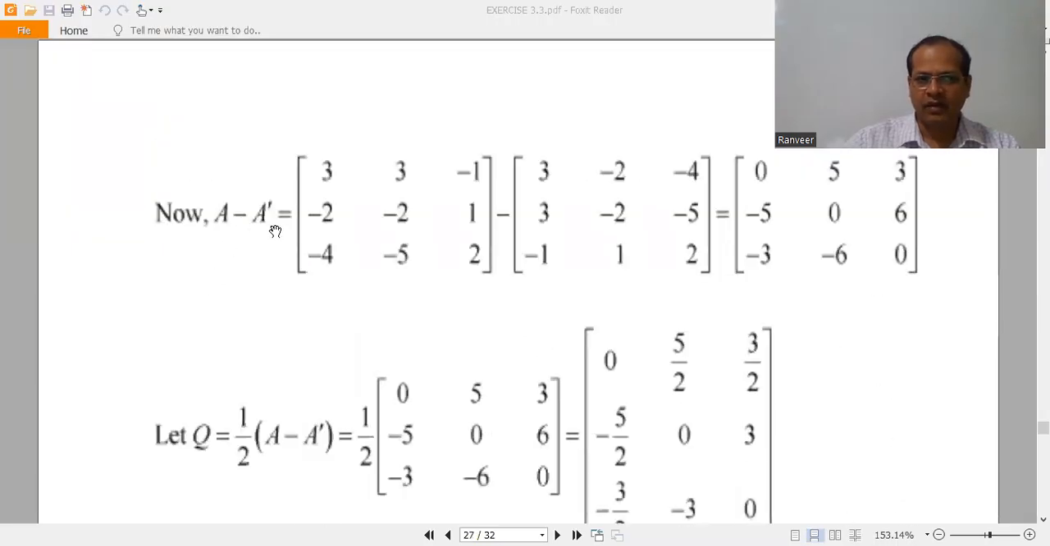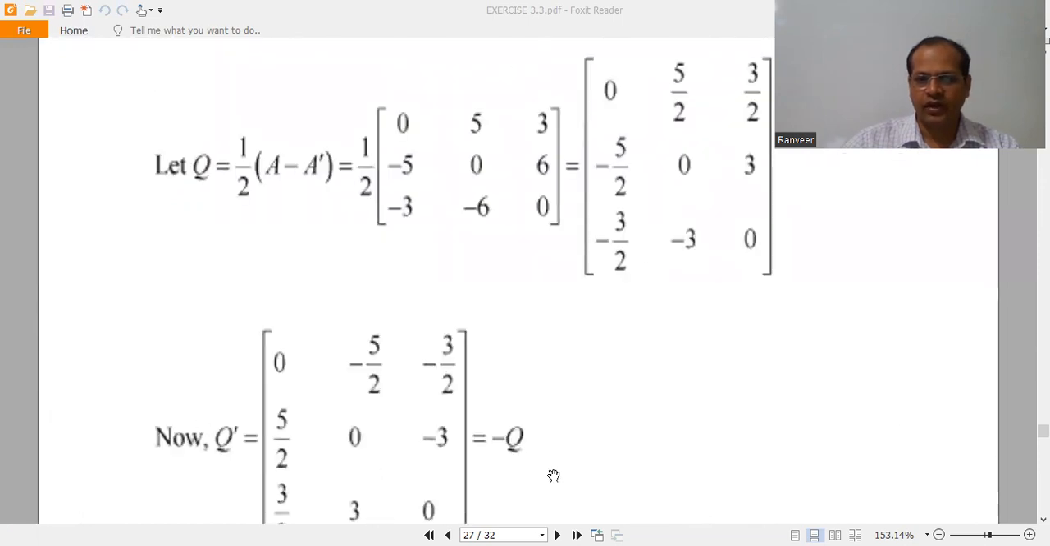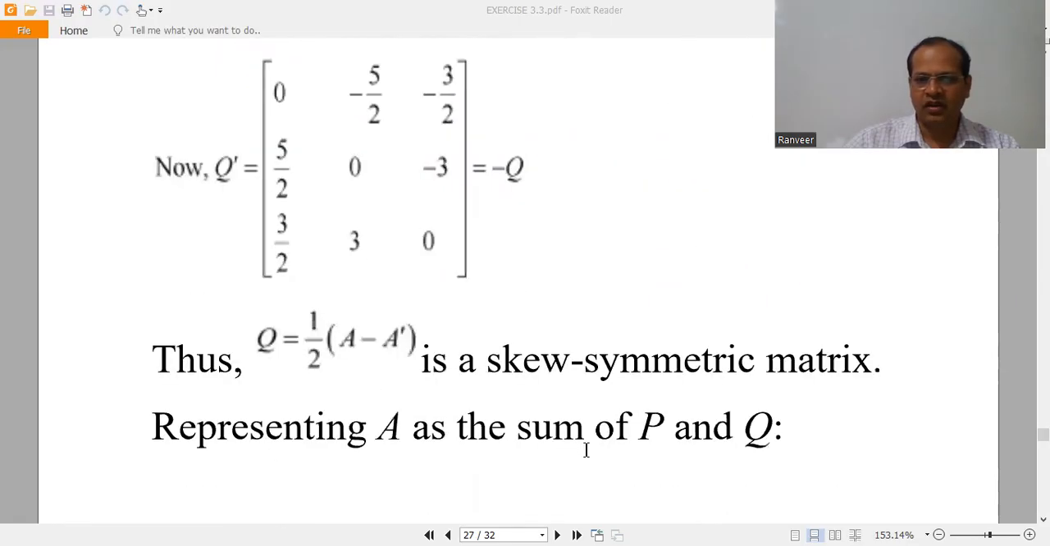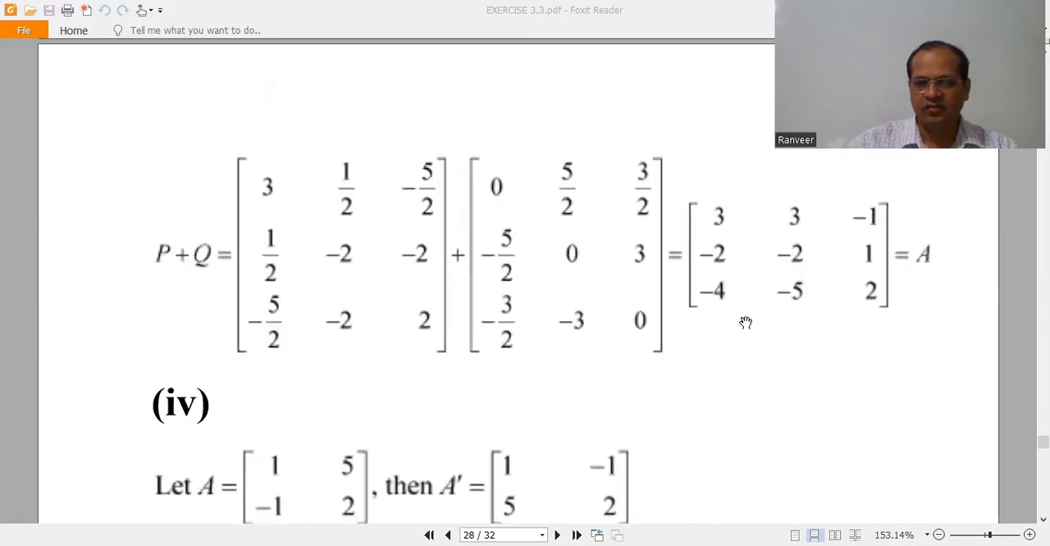So A minus A dash, in the same way we have to find out, and this is equal to Q, and this is the value of Q, and Q dash is equal to minus Q, and the whole process is the same. So Q equals half of A minus A complement, and the sum we can represent as P plus Q. This is the sum, P plus Q.